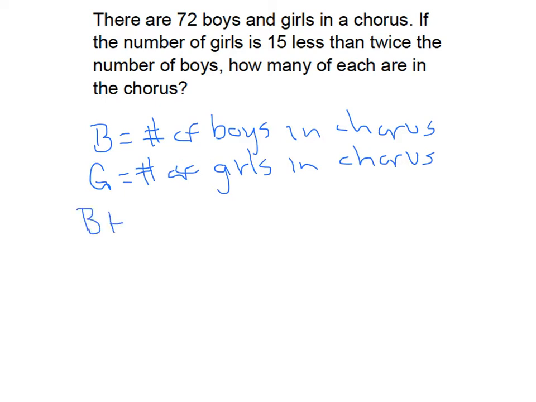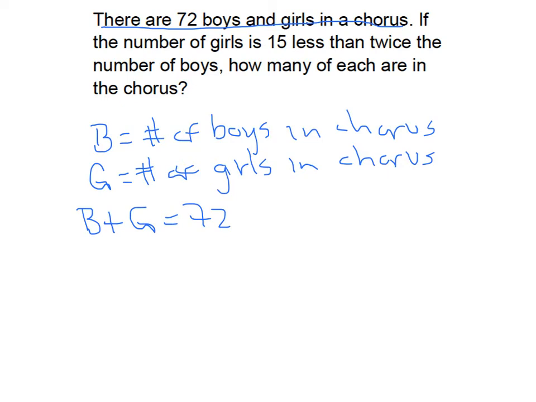B plus G equals 72. Now that equation essentially says the number of boys in the chorus plus the number of girls in the chorus is a total of 72 children in the chorus. That's what this first sentence that I just underlined tells us. So we've matched our equation to the English words.